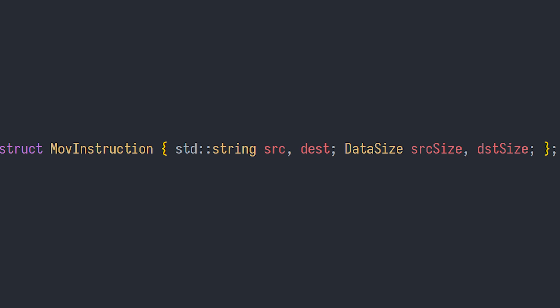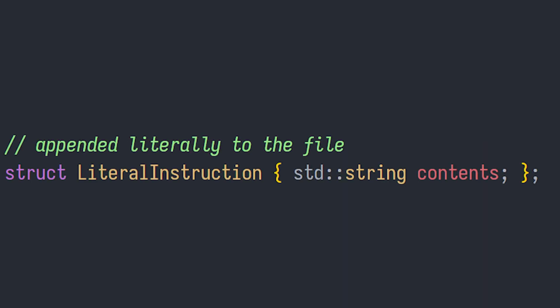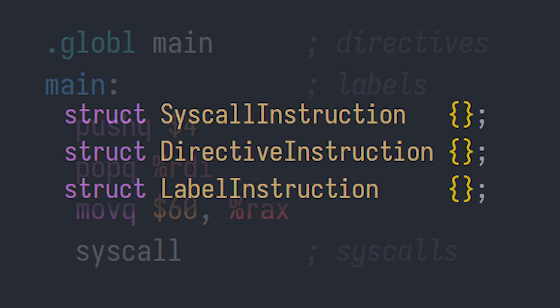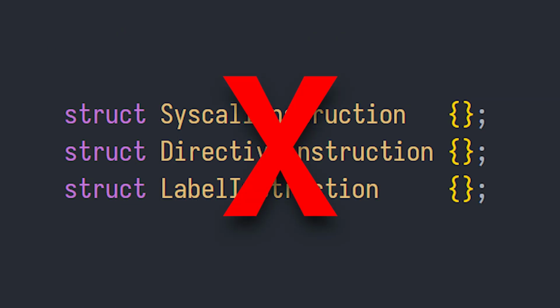The very last instruction we will add is a literal instruction. This doesn't correlate to any one instruction that x64 actually has, but rather is a simple string that can be placed literally into the output assembly file without being manipulated by an optimizer. We will put things like labels, linker directives, and syscalls here, because they are so few and far between that they do not warrant an entire struct just for them.